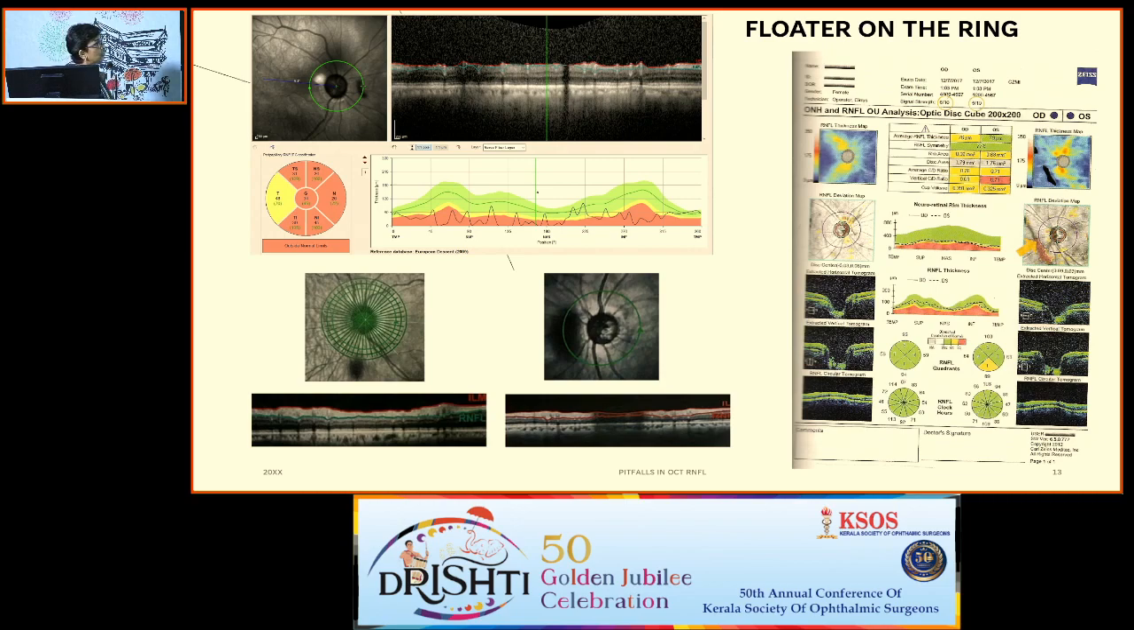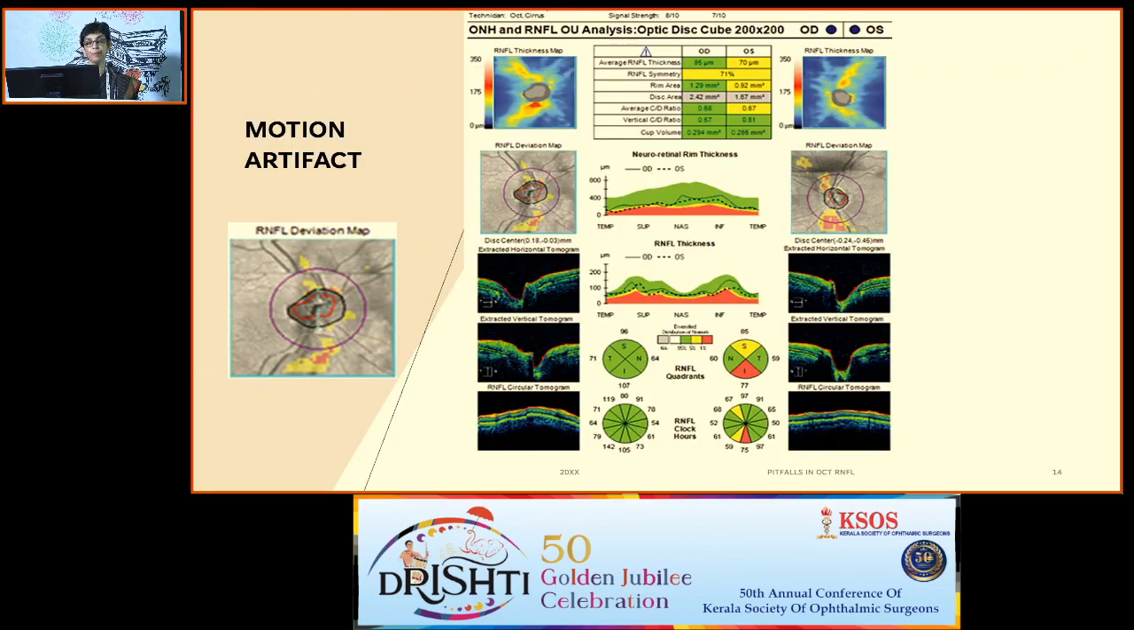In this Cirrus printout, you can see a floater which is abutting on the deviation map. In this deviation map, you can see it is abutting on the measurement ring, and that is why you see in the inferotemporal portion a thinning in the TSNIT profile or in the measurement circles. Motion artifacts are basically rare now because the instruments have incorporated correcting features. But in Cirrus, you can identify it by looking at the blood vessels. If you find that the blood vessels are cut and there is a horizontal line like this, then it indicates that there is a motion artifact, and such a printout should be discarded.